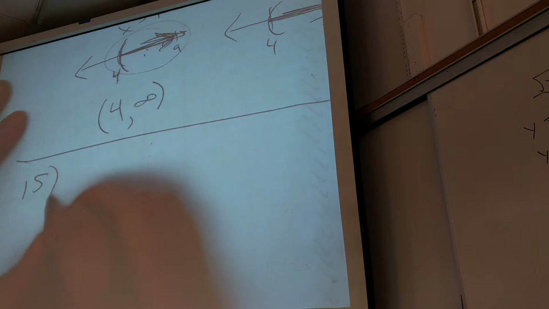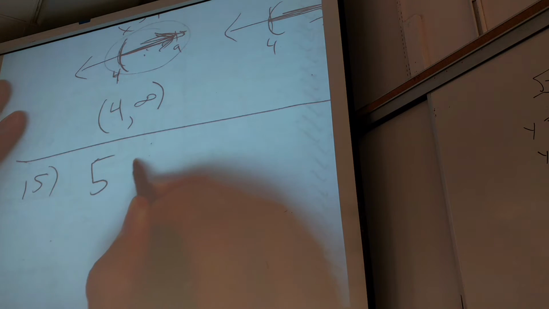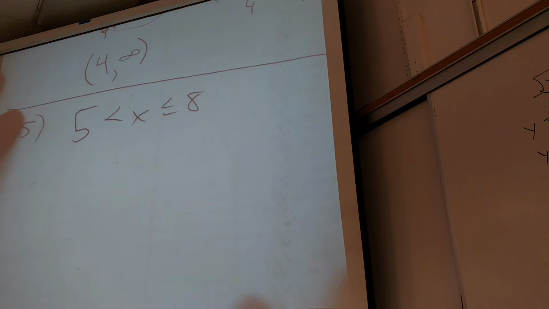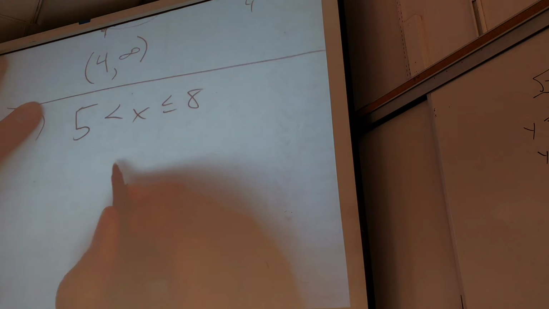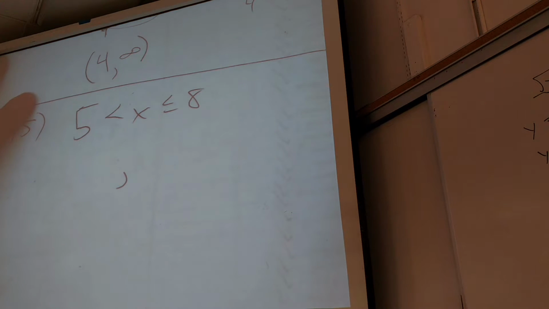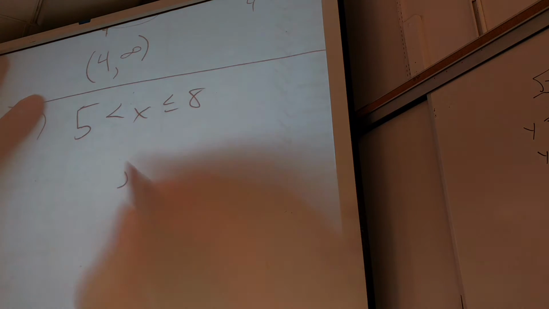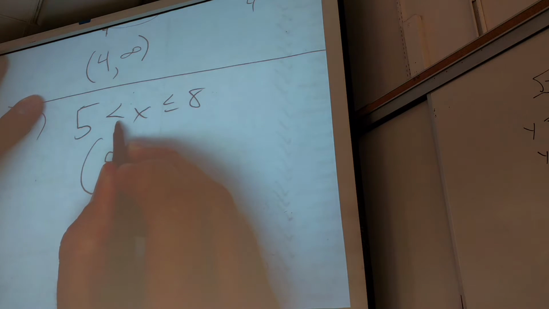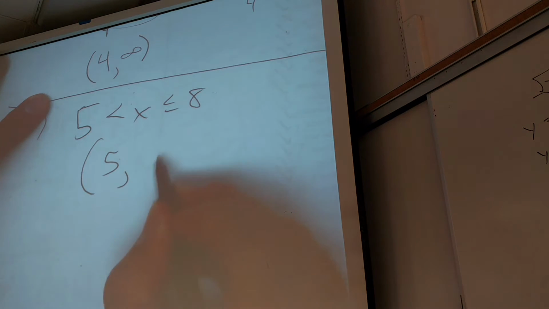So 15, all 15 says is put this in interval notation. What would that look like in interval notation? So what goes on the smaller end of the comma here? What's the smallest it could be? 5. Is it a bracket or parenthesis? Parenthesis, because it's not allowed to equal it. Up to 8.